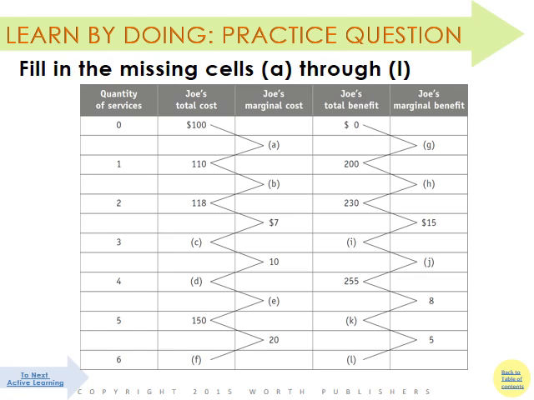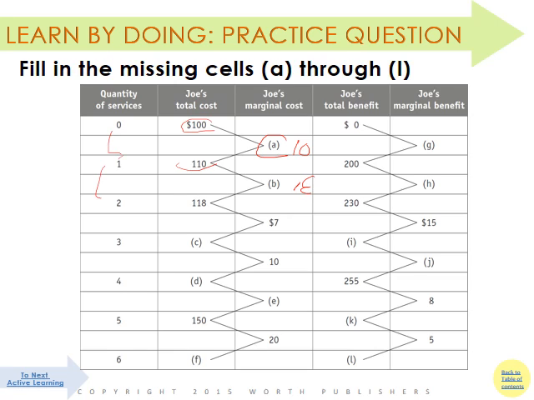This slide allows us to practice these calculations. So if Joe's total cost increases from 100 to 110, the marginal cost or the incremental cost is going to be 10. If Joe's total cost increases from 110 to 118, the marginal cost is going to be 18. So you can practice calculating the marginal cost that's associated with Joe producing additional units of services.